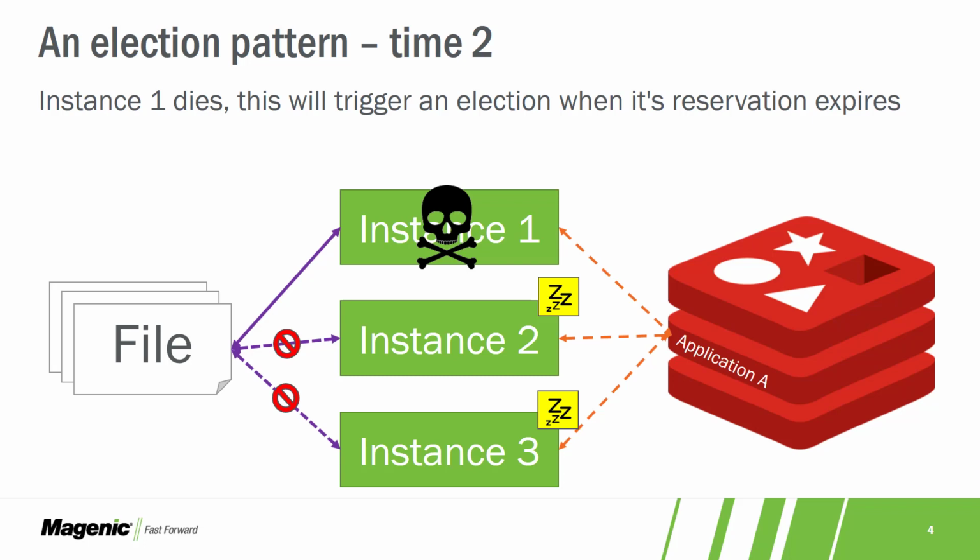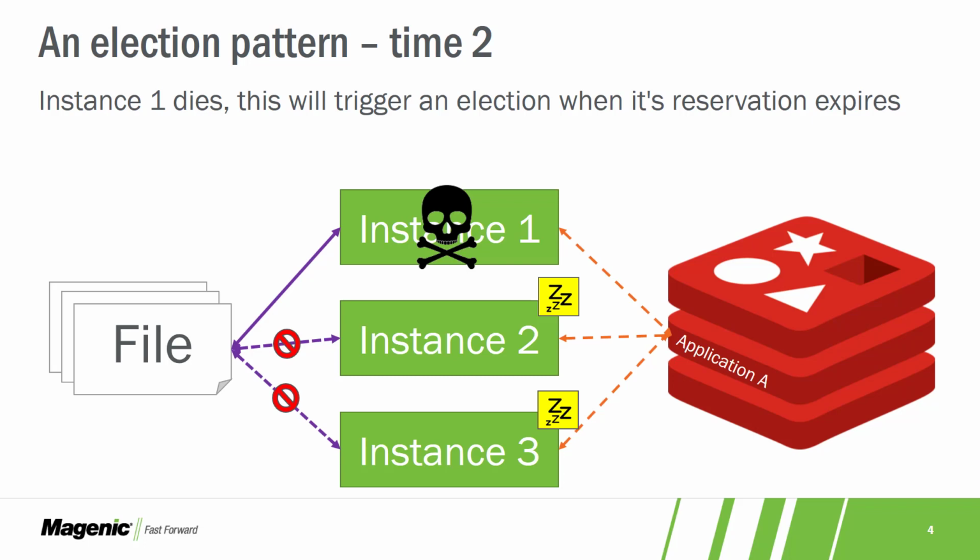So instance 2 and instance 3 are just asleep, doing their thing, and instance 1 dies. And when instance 1 dies, if it dies ugly, what will happen is its reservation will expire. And if it dies in an orderly way, we can actually trigger an election. But we'll just assume the worst case. It dies ugly, right? It crashes, it doesn't get restarted.